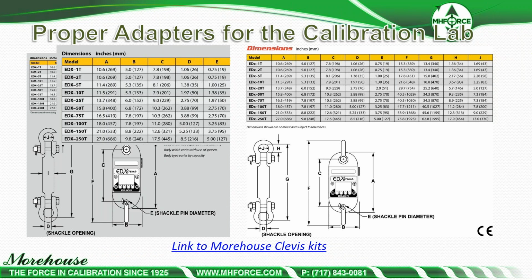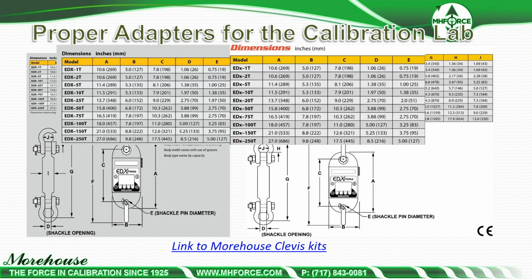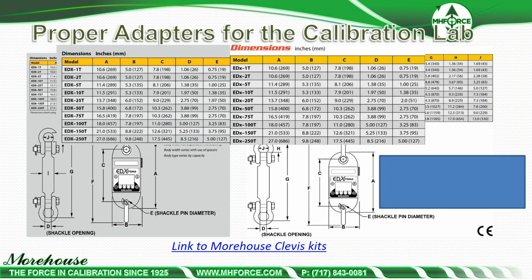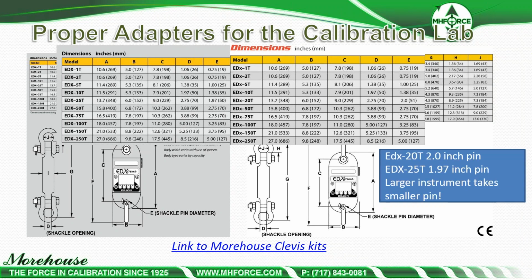So here's something that's pretty interesting right here. Two Dillons, and if we look at the 20-ton versus the 25-ton, the 20-ton actually calls for a 2-inch pin, where the 25-ton calls for a 1.97-inch pin. It's counterintuitive to me that the larger instrument takes a smaller pin, but we went through and we did all this, and the link to the sheets says what instruments they calibrate.